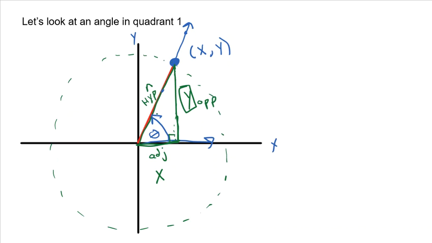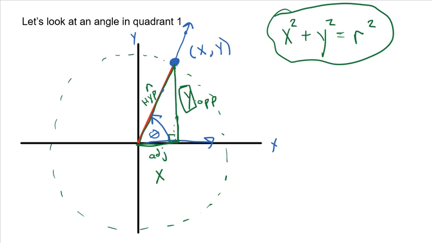So again, how do I find that radius? Well, we have a right triangle, and we know that the leg squared plus the other leg squared equals that hypotenuse that I'm calling r squared. So there is a connection between those sides. And again, this is all because I just grabbed a random point on that terminal side, x comma y.